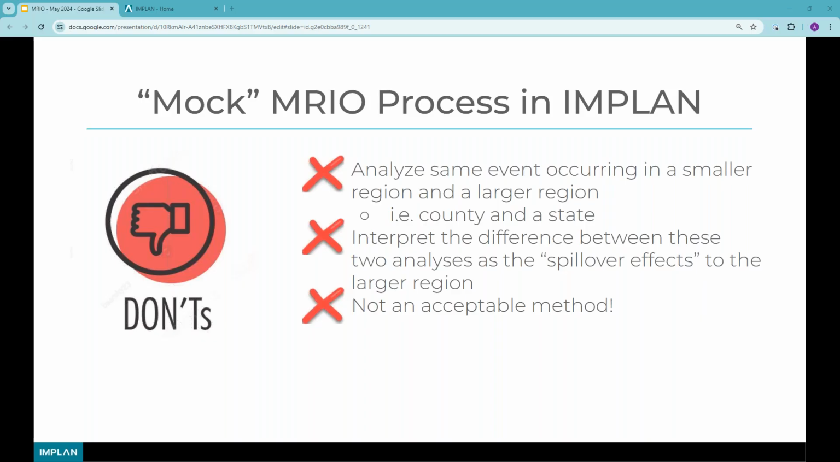So if you want to do an analysis where you see the effects on a larger region, you have to do an MRIO study where you create the one county and then you create a rest of state region with all of the remaining counties in that state.